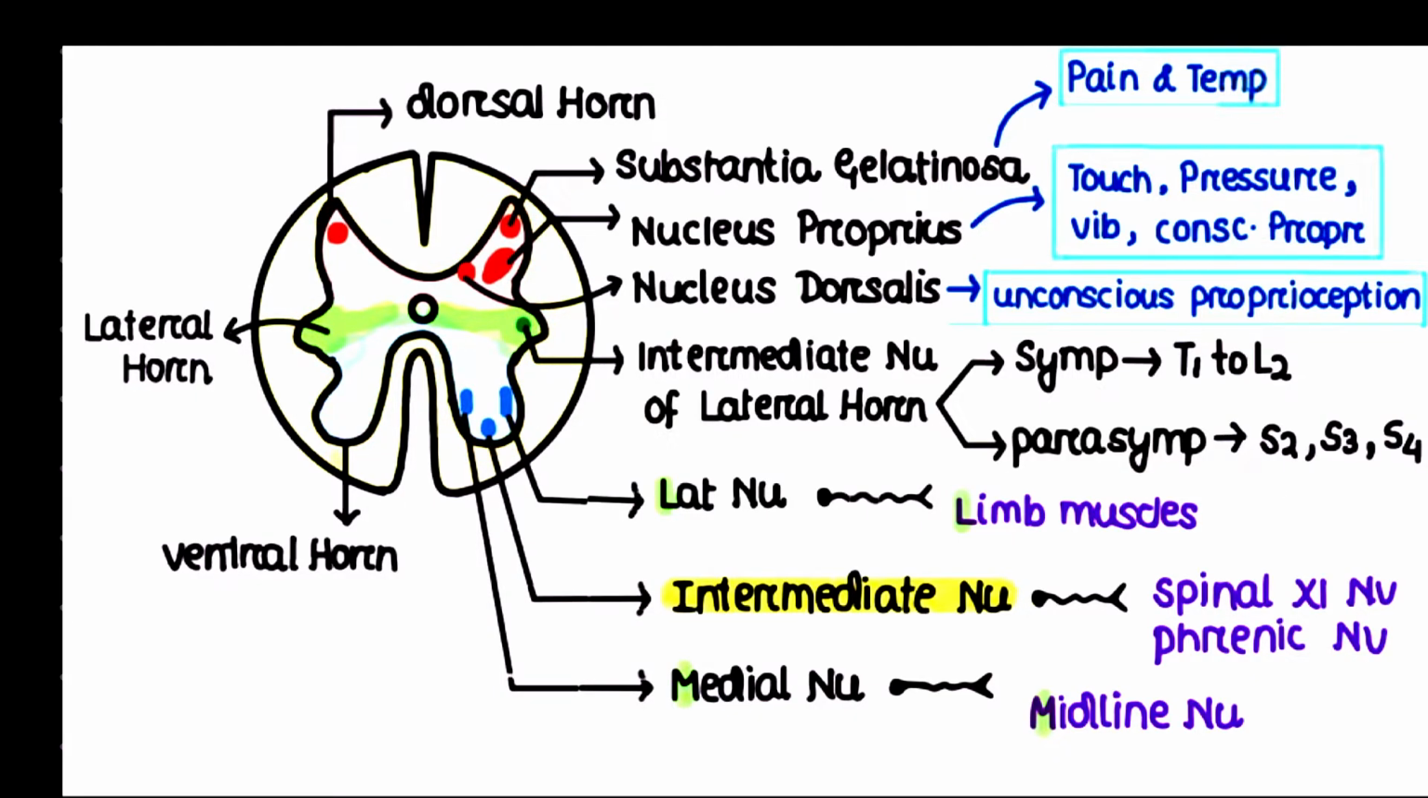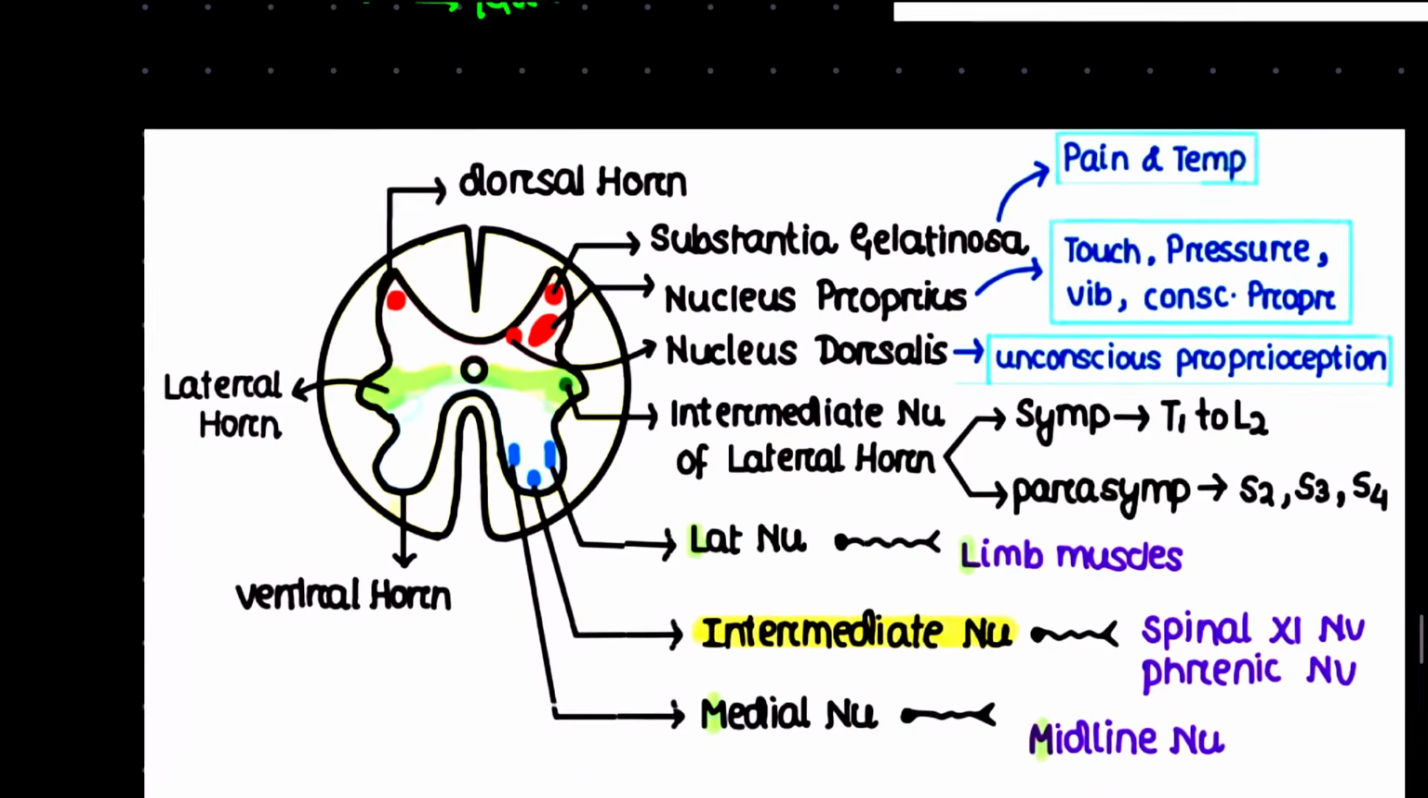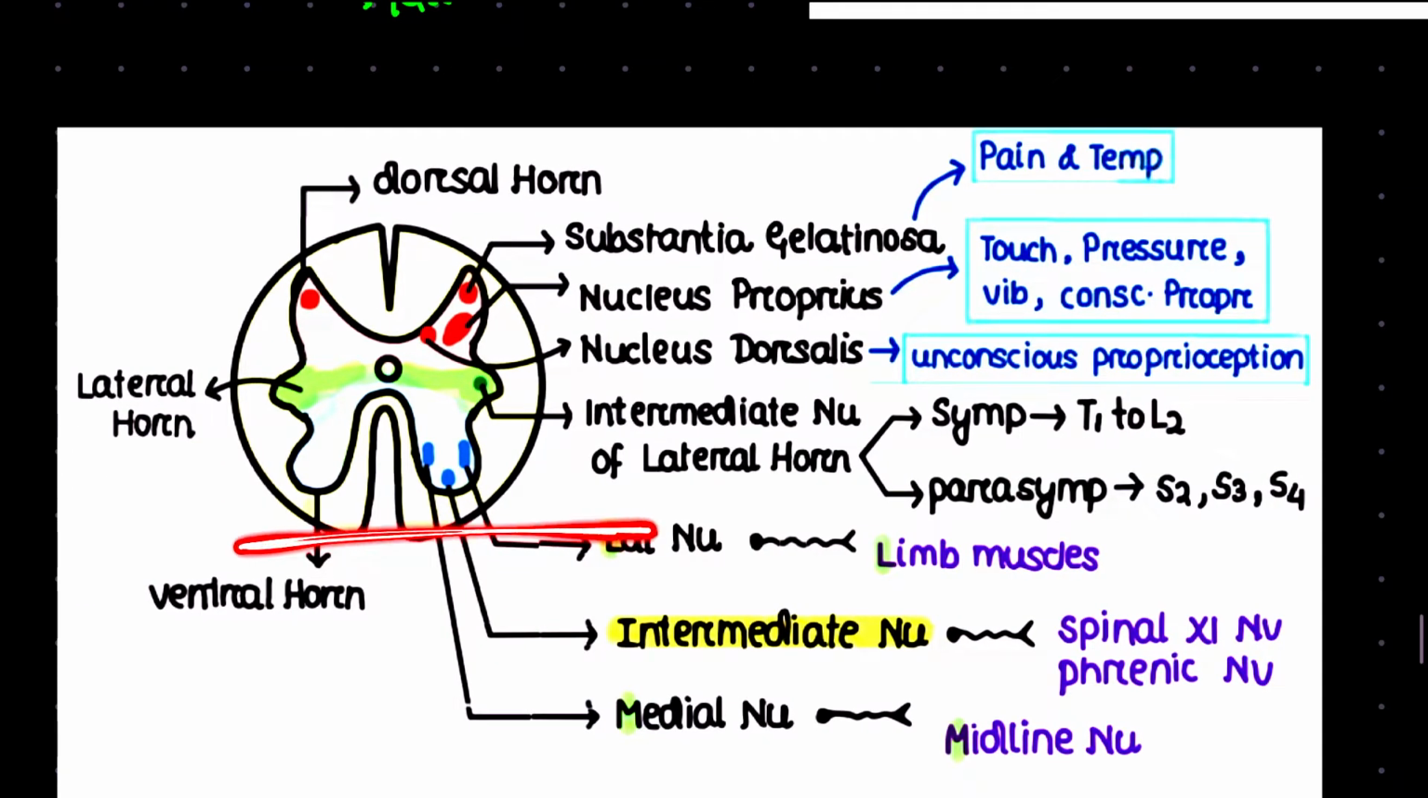Talking about the area of gray matter, this is our anterior part and this is our posterior part. Here we need to talk about three horns. The first one, present posteriorly, is our dorsal horn. The one present laterally is our lateral horn, and the one present ventrally is our ventral horn.